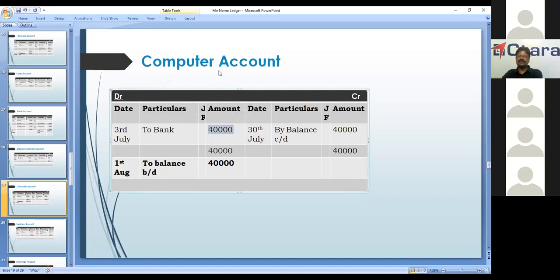Because we have paid through check, we have to write bank. So to bank, how much? 40,000. And then on this side, we have to balance the amount, put the same amount on both sides. So balance the account. Computer account, we have purchased computer through check. The journal entry is computer account debit to bank. Computer being a debit item, in the ledger we put the amount 40,000 on the debit side, and because it is paid through check, we write to bank 40,000 and balance the account.